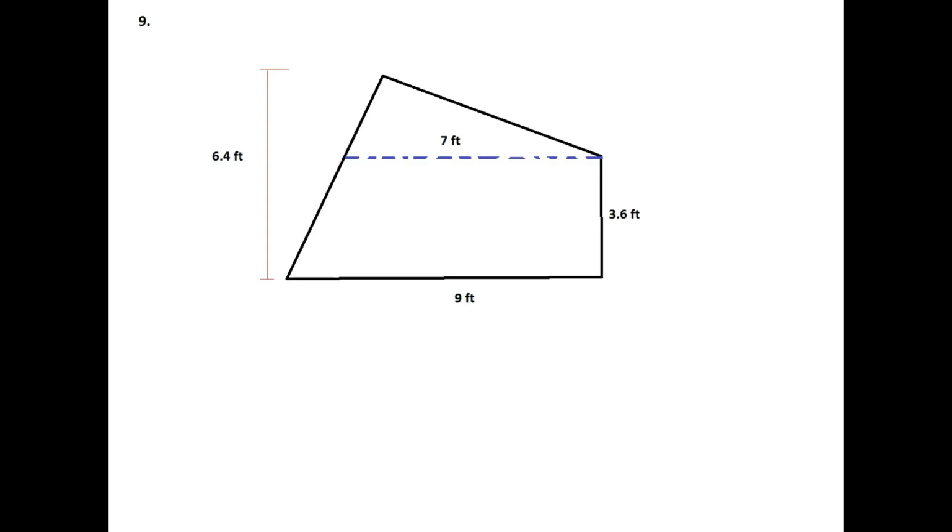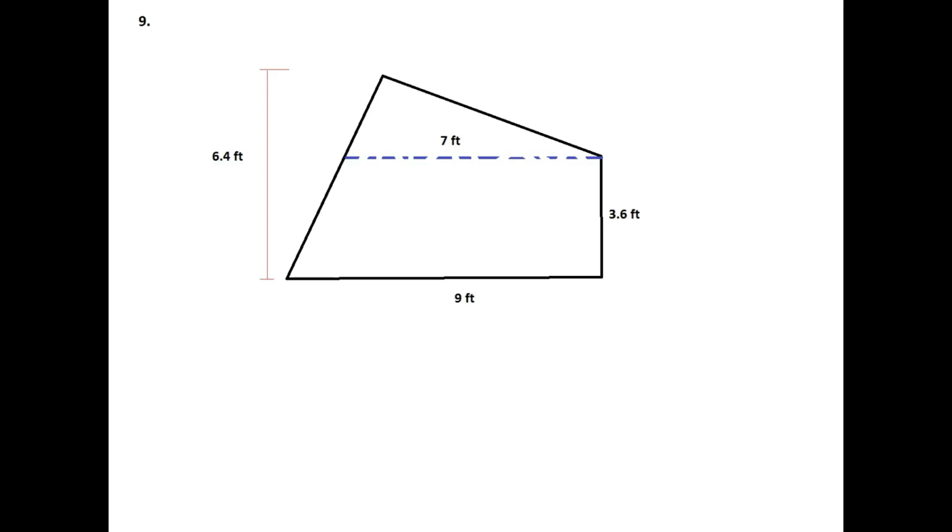Number 9, we have here a shape, and it's a shape that has 1, 2, 3, 4 sides on it. It's some kind of quadrilateral, but it's an irregular quadrilateral. So what are we going to do with this? We have a shape here that's got a height of 6.4 feet. We know that one of the top lines here for that trapezoid on the bottom is 7 feet. That's the distance of that top line segment for that bottom trapezoid. And the side of that bottom trapezoid is 3.6 feet and then 9 feet.